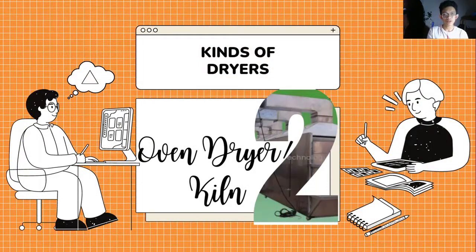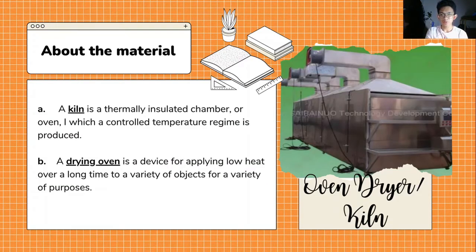Hello everyone, my name is Jerome Luna, and the second type of dryer that we'll be talking about is the oven dryer or kiln. About the material: a kiln is a thermally insulated chamber or oven in which a controlled temperature regime is produced. A drying oven is a device for applying low heat over a long time to a variety of objects for a variety of purposes.